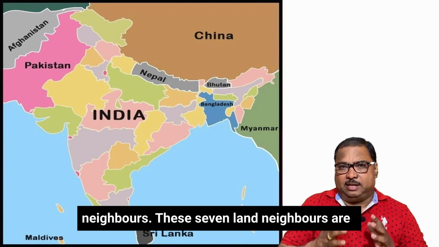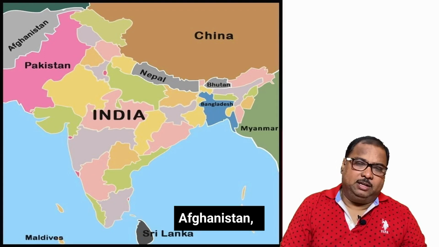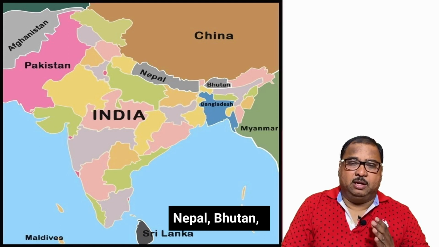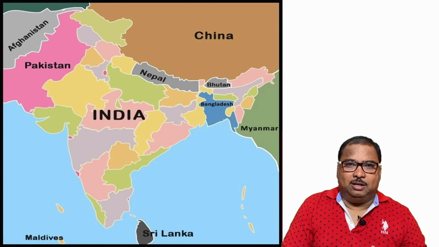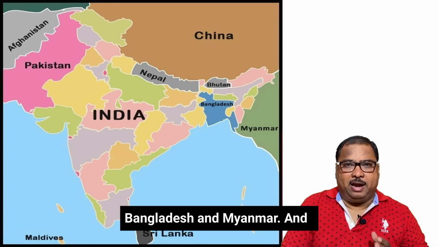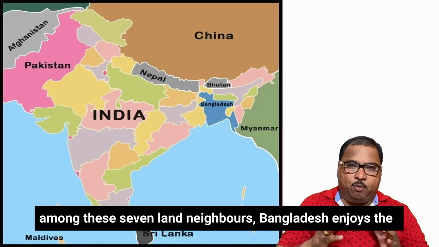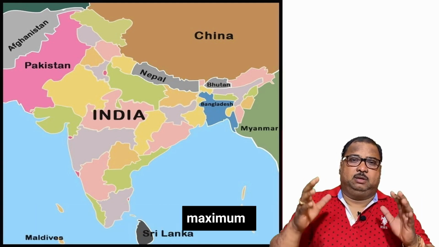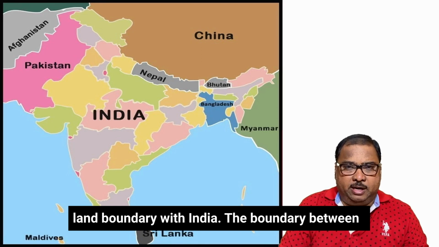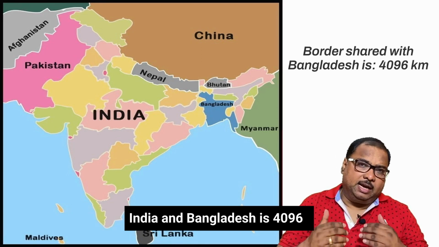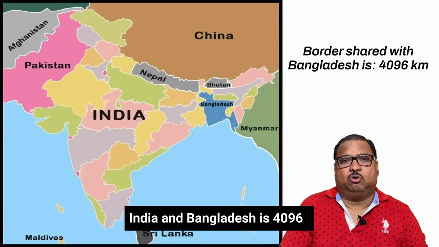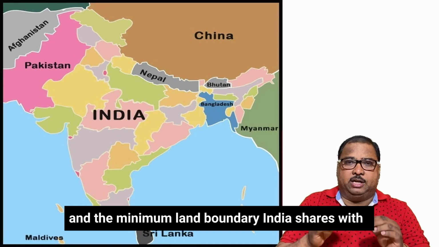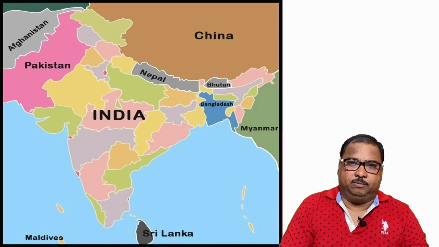neighbors. These 7 land neighbors are Afghanistan, Pakistan, China, Nepal, Bhutan, Bangladesh and Myanmar. And among these 7 land neighbors, Bangladesh enjoys the maximum land boundary with India. The boundary between India and Bangladesh is 4096 kilometer. And the minimum land boundary India shares with Afghanistan.